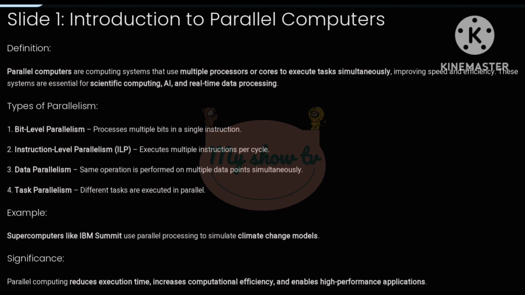1. Bit-level parallelism. Instead of processing one bit at a time, the processor handles multiple bits in a single operation, improving speed. 2. Instruction-level parallelism, ILP. The processor executes multiple instructions at once rather than waiting for one to finish before starting the next.